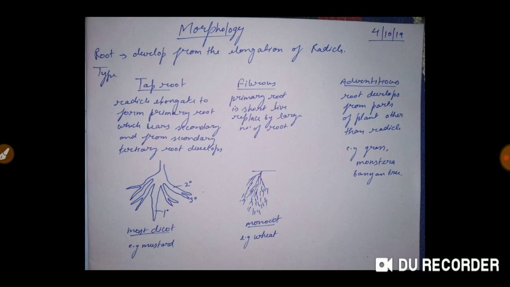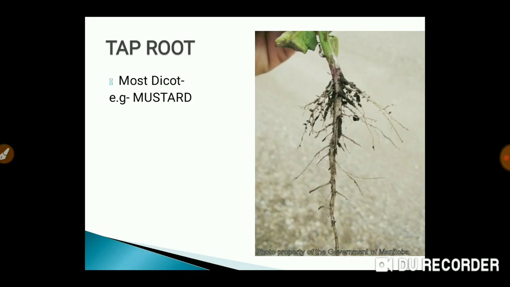So next one is adventitious. In adventitious, root is not forming from the radicle, it is forming from parts other than the radicle. Examples: grass, monstera, banyan tree. Now this is the example of taproot. It is a mustard plant. It has this primary root, that is the longer one, and on the primary root secondary roots develop, and on the secondary roots tertiary roots develop.